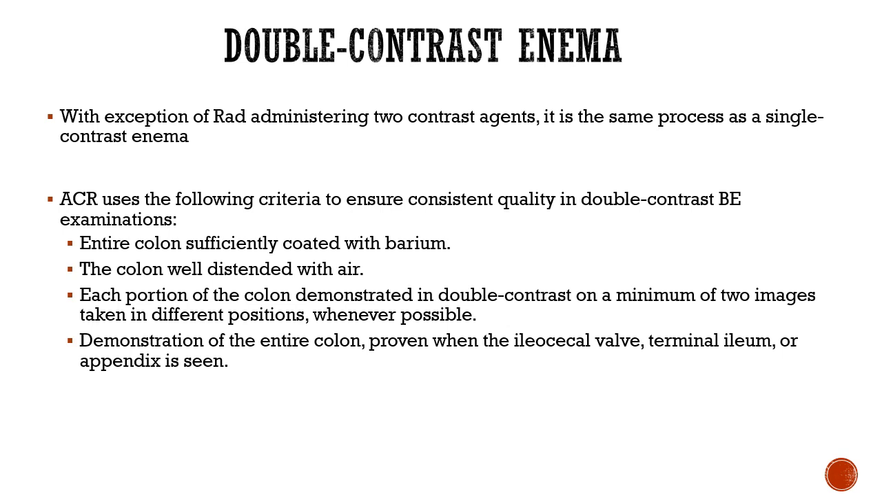For double contrast exams, it's really the same process for us, except the radiologist administers 2 contrast agents. ACR does have the following criteria to ensure consistent quality in double contrast BEs: the entire colon is sufficiently coated with barium, the colon is well distended with air, each part of the colon is demonstrated in the double contrast on a minimum of 2 images taken in different positions when possible, and that's in your overhead images you'll be taking. And there's demonstration of the entire colon, proven when the ileocecal valve, terminal ileum, or the appendix is seen.